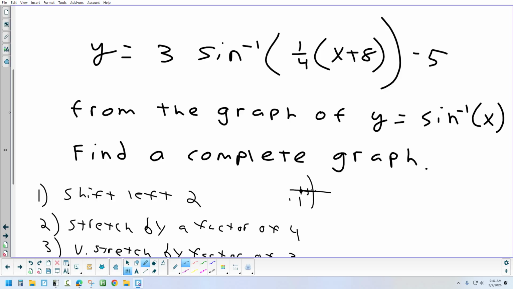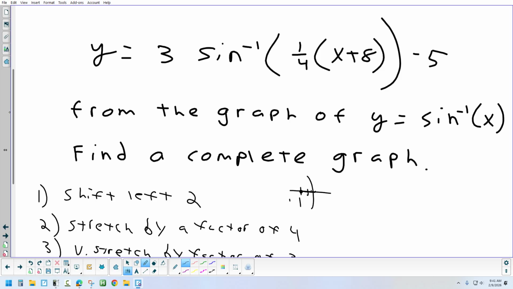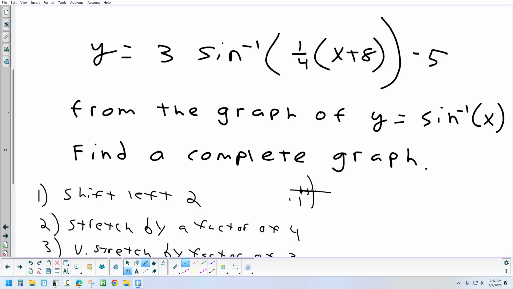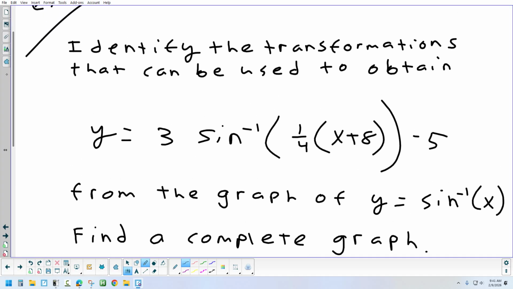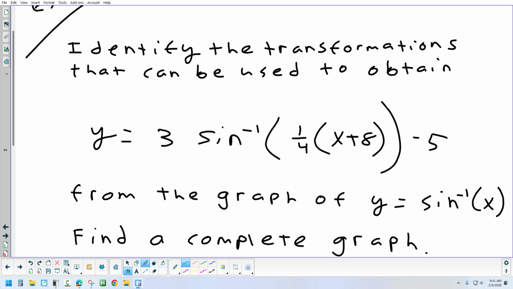I'm not worried about graphing it. If we wanted to graph it, we would just have to figure out the domain and range to set our window. But finding the transformations, that was really the focus.